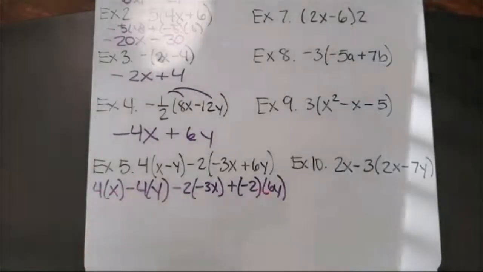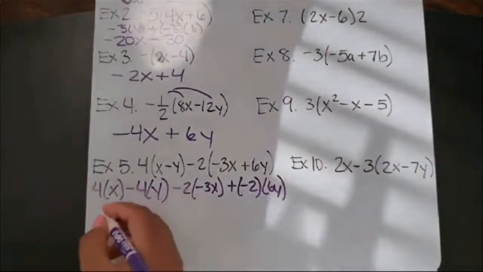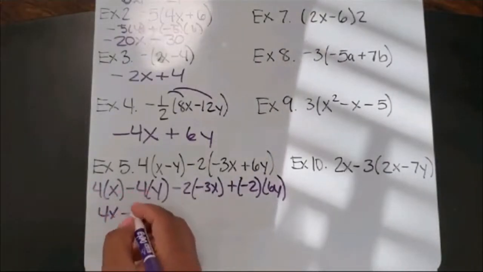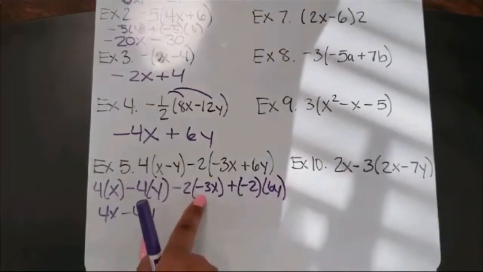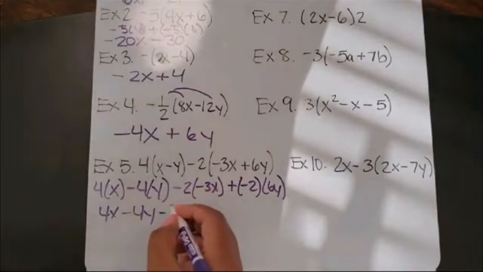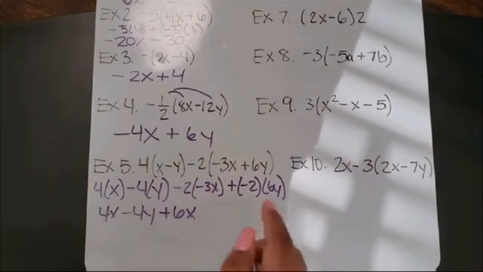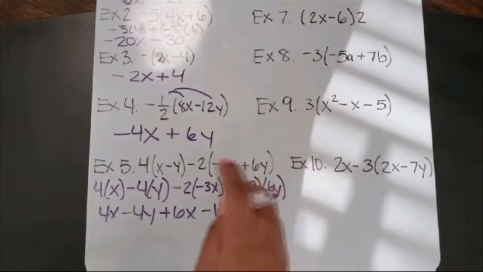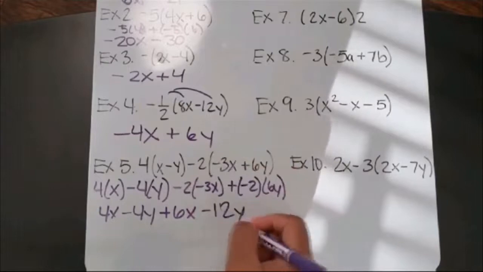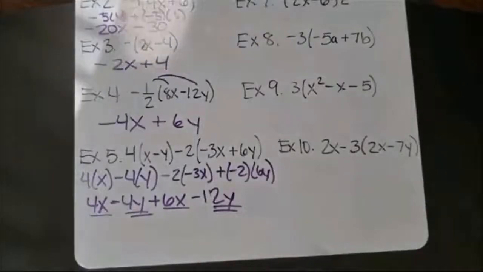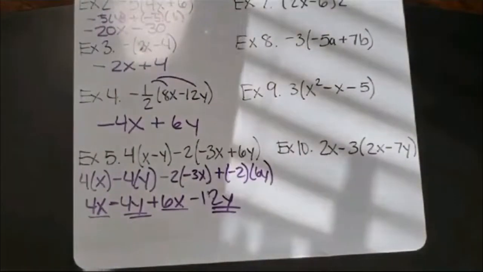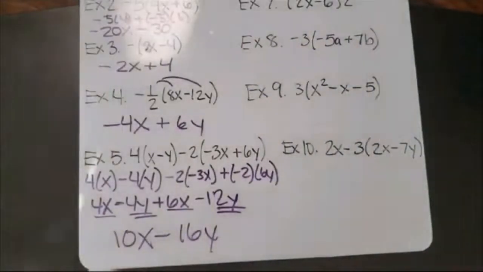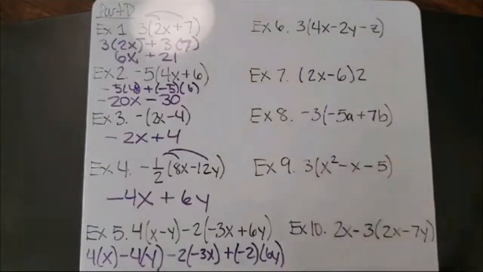So now we just multiply each one of these. 4 times x is just 4x. Negative 4y is just negative 4y. Negative 2 times negative 3x is positive 6x. And then we have negative 2 times 6y, which is negative 12y. So hopefully everybody got that the answer is 10x minus 16y.